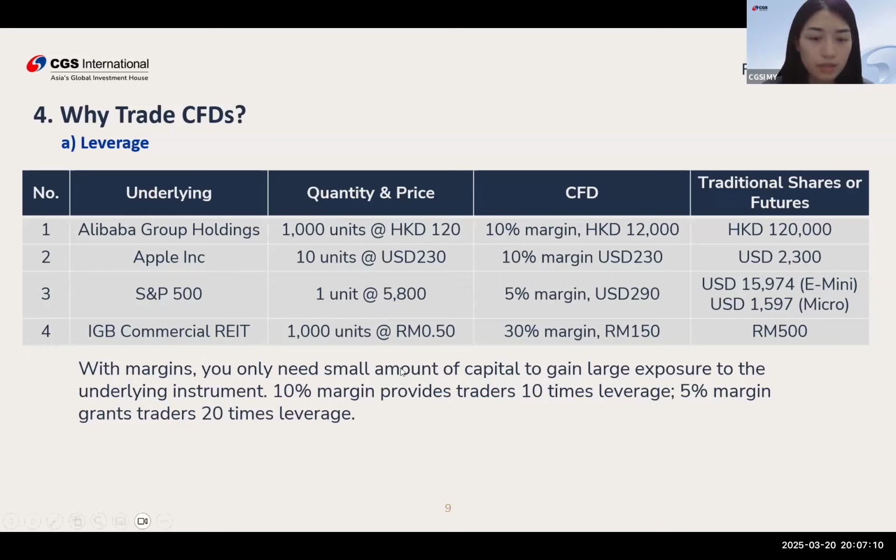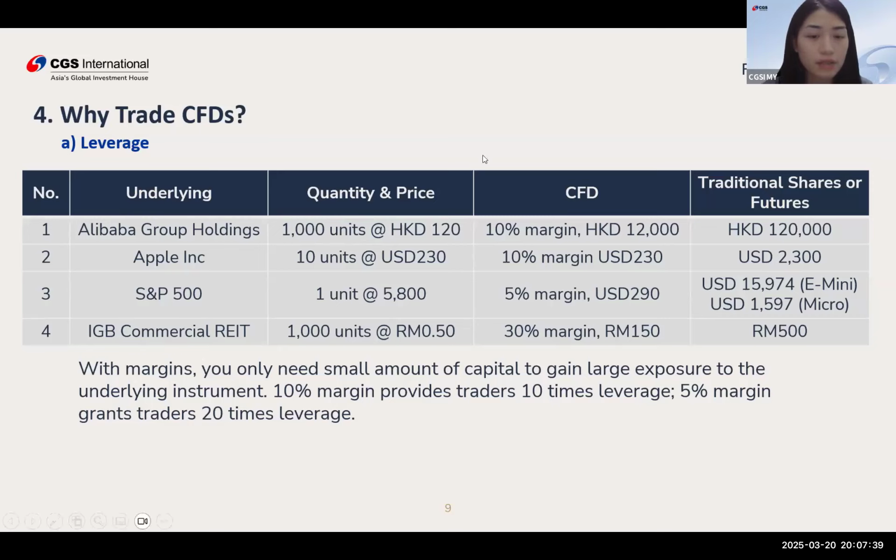This is because our CFD only charges 10% of margin. Now, another example is Apple. So its underlying is pretty much expensive at $230 for one share, and you need $2,300 to hold 10 units of it. So with CFD, you just need $230 to hold the same 10 units of Apple.